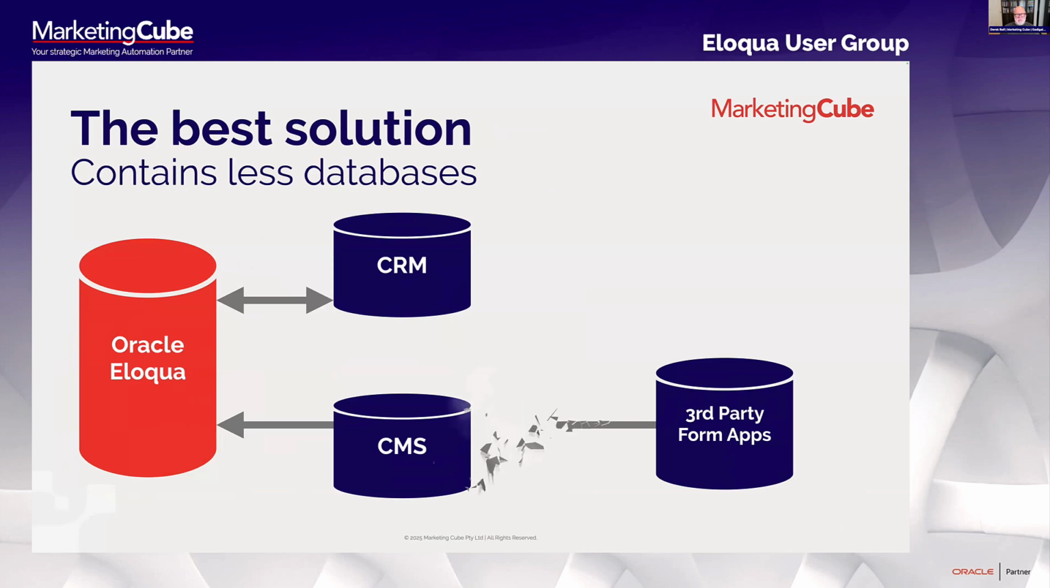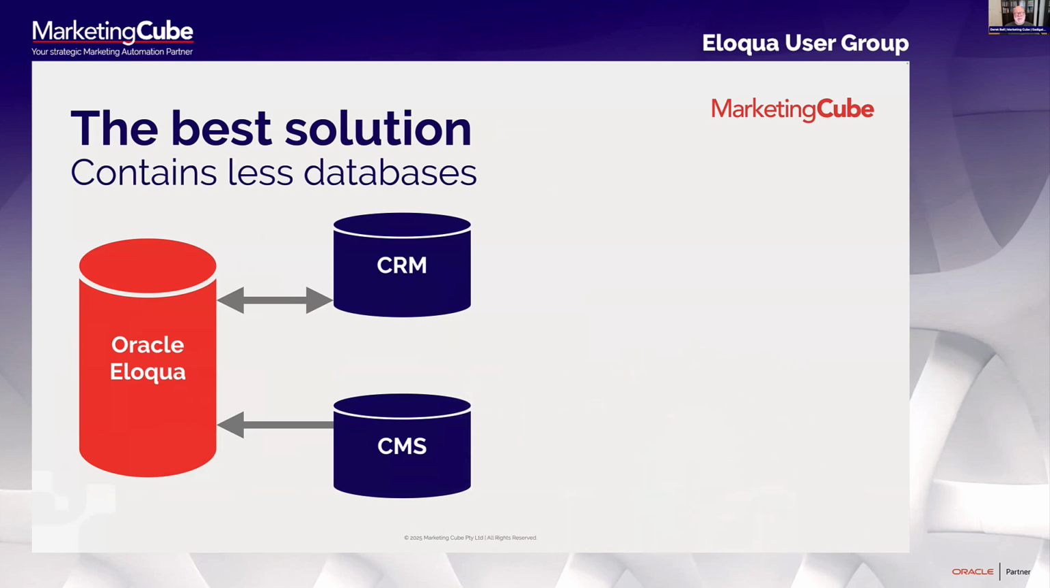From a third-party app point of view, we can eliminate the third-party app construct altogether. We can then use Eloqua to deliver your forms in one of two ways. We can either embed the form onto the CMS, or we can use an Eloqua landing page and a form to deliver that. And I'll show you the difference between the two in a minute, just so you're clear on what I mean.